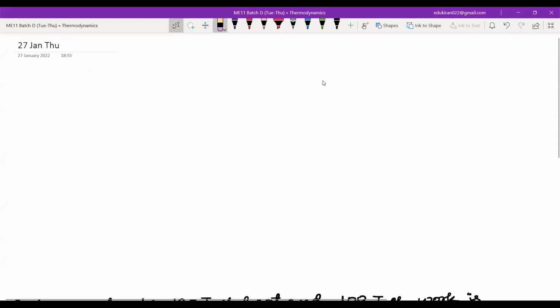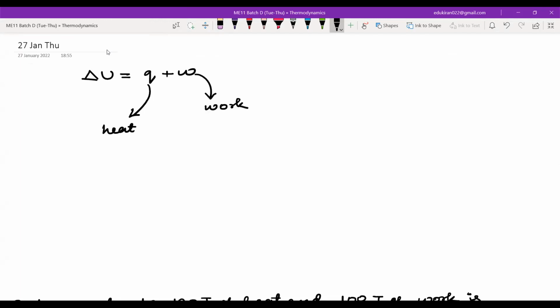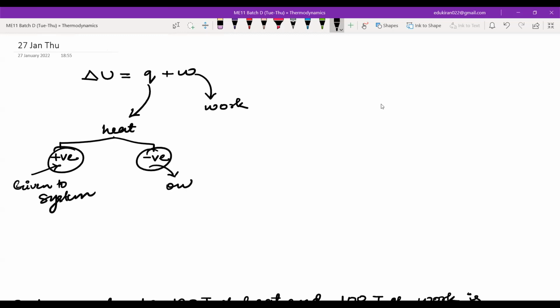Okay, fine. So in the last lecture, the main idea that we ended up with was delta U is equal to Q plus W, where Q represents the heat and W represents the work. And we said that heat can be positive and negative. If we are talking about sign conventions, we will take heat as positive when heat is given to the system, and if heat is taken out of the system, then it is going to be negative.